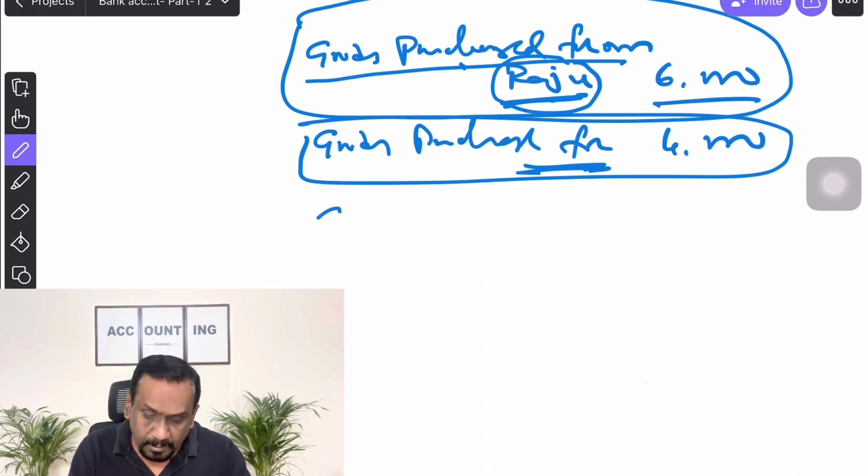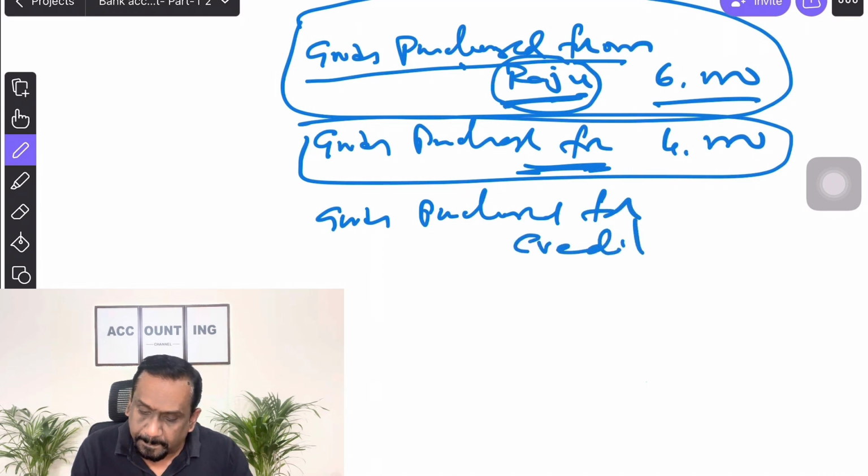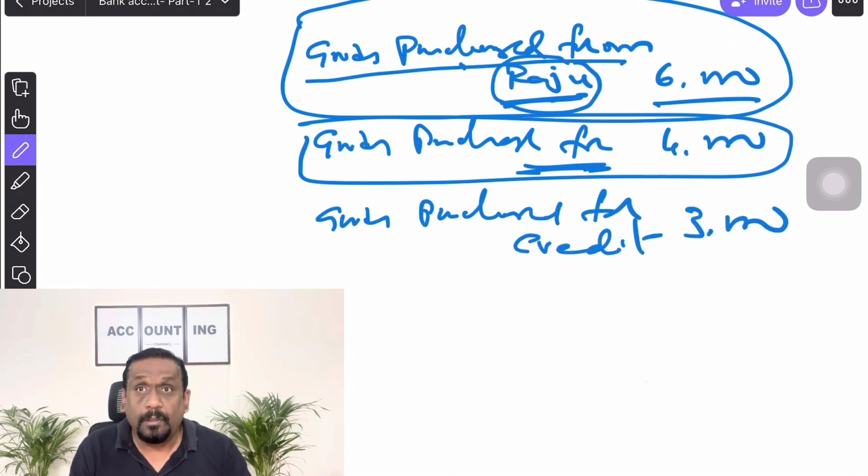Third example. Goods purchased for credit 3,000. This is another example. Goods purchased for credit. Did they mention cash? No. They mentioned very clearly credit. But they did not give the name. Then how do we do that? So we need to handle these three transactions properly. I'll explain these three transactions now for you to understand.